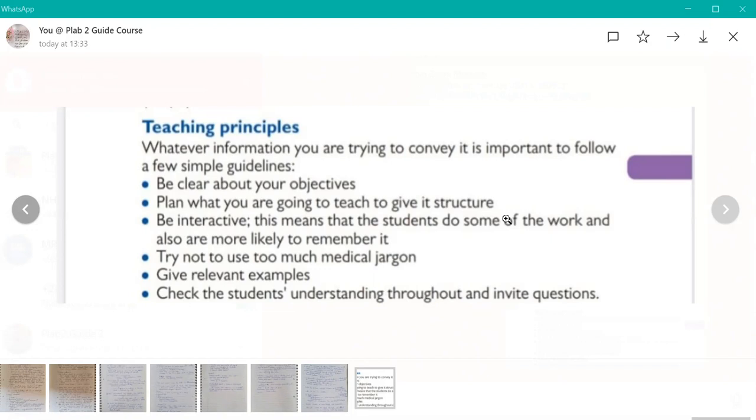In this country, this is what must be done. If you want to teach anything, you have to make them ready for what you're going to teach them, so they are mentally prepared about what is coming in the session, and plan what you're going to teach to give it structure. So our planning will start from today: what the sessions are, and you need to plan what you're going to cover in your teaching in these stations.